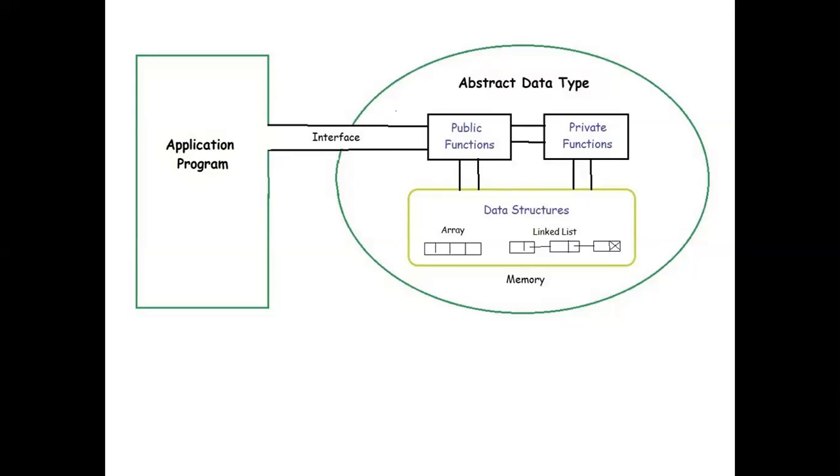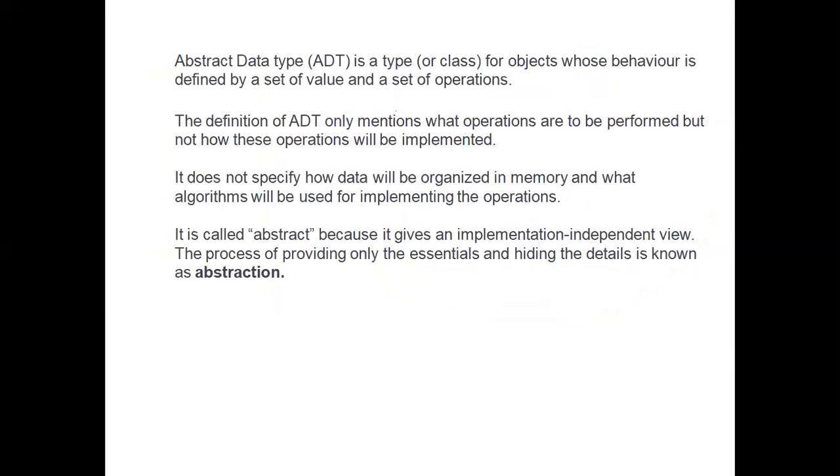So what do you mean by abstract data type? See the definition here. Abstract data type is a type or class for objects whose behavior is defined by a set of values and a set of operations. All the set of values and the operations performed on that set of values will be combined into one type known as abstract data type.